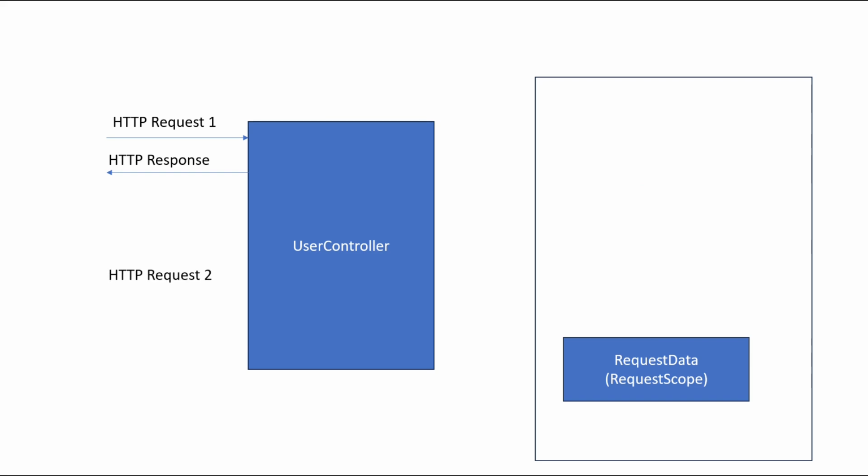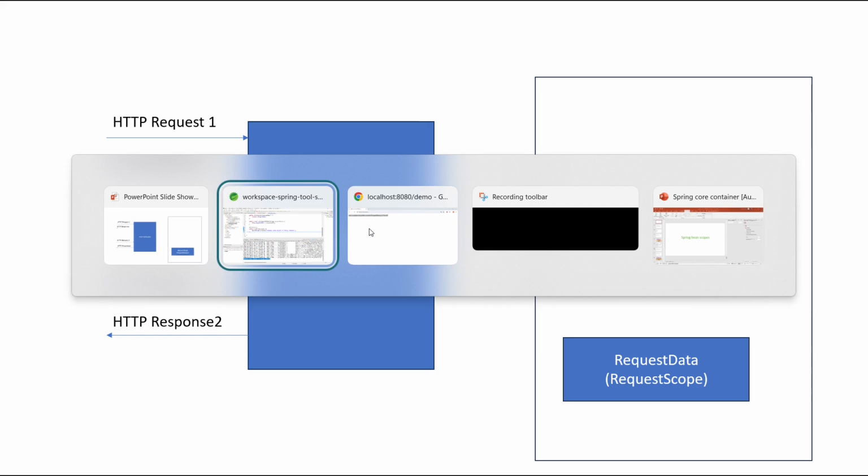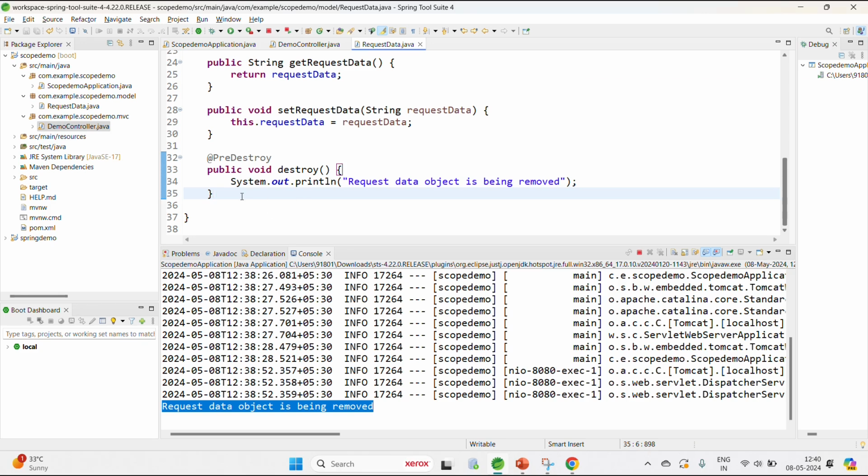Again, if I make another request called HTTP request 2, then what will happen? Again, it will create a new object. It will inject into user controller, and once it gives the HTTP response, then it will remove the request data object from the memory. So this is how request scope works. You got it very clearly? Yes. Okay, so this is about request scope.